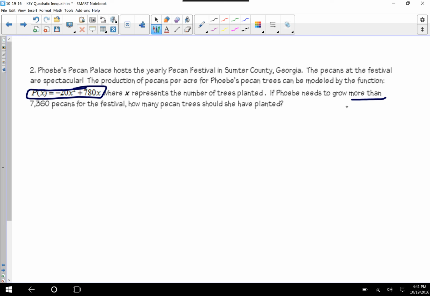More than. That's not greater than or equal to. That's just more than. I know that however many she needs, the number of pecans that she's going to get needs to be greater than 7,360, right? So I could go ahead and set this up. I know negative 20x squared plus 780x needs to be greater than 7,360. So this now looks just like what you've been doing. You're being given the original function and you're having to figure out the portion of the inequality that you would need to add there.